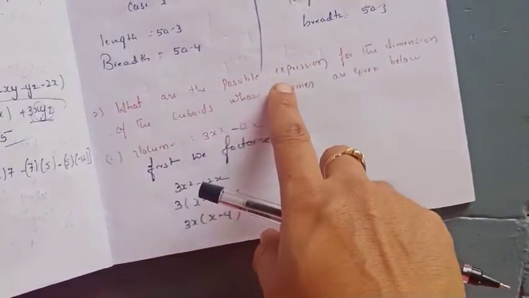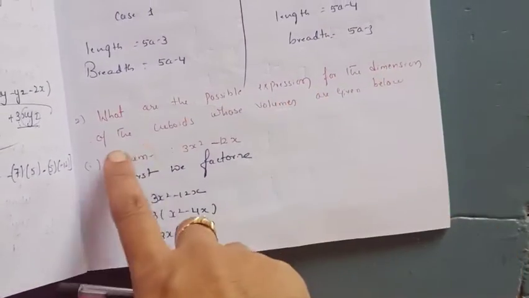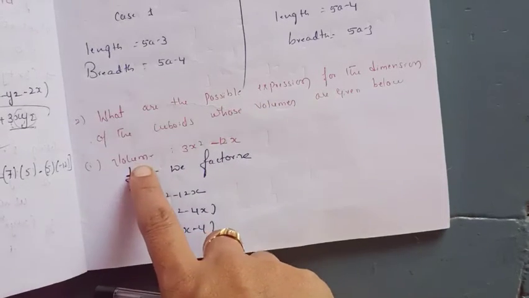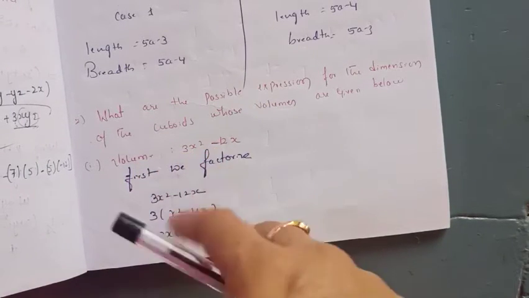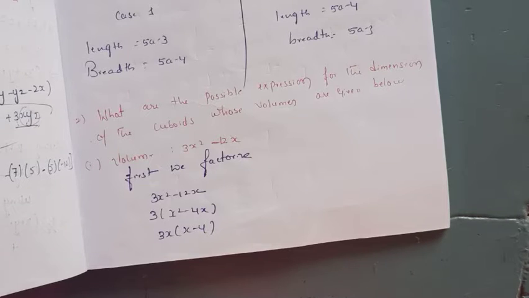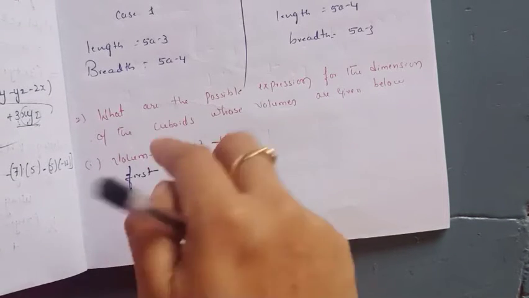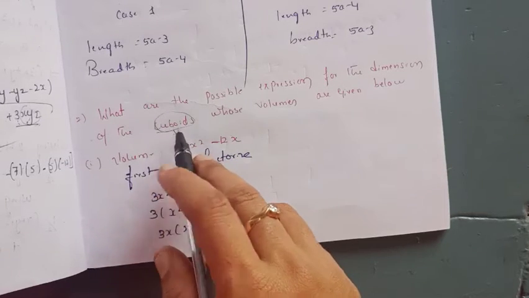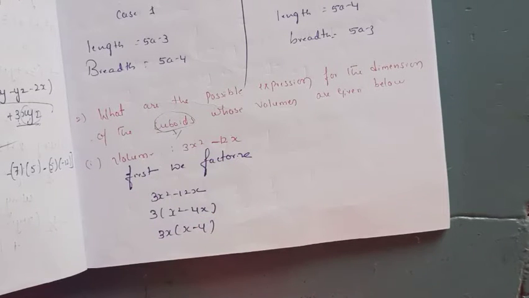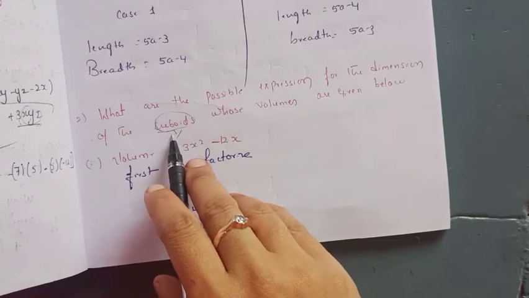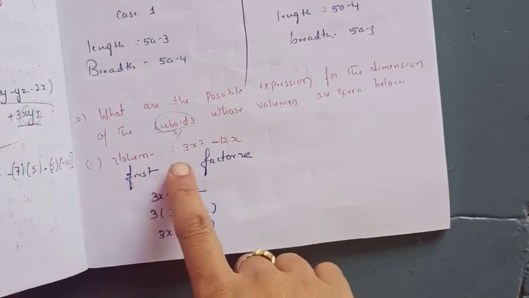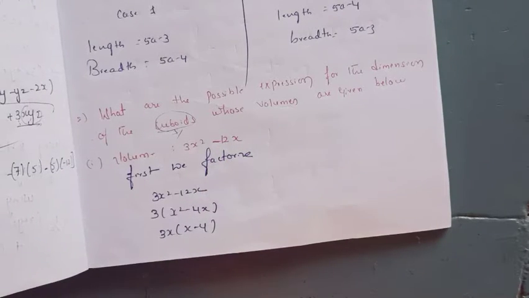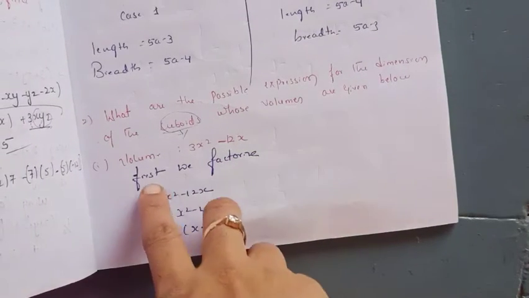What are the possible expressions for the dimensions of cuboids whose volumes are given below? Volume is equal to 3x square minus 12x. First, now here what should we find out? The volume of the cuboid. What is the volume of a cuboid here? The length into breadth into height. It is the formula for the volume of the cuboid. First, volume they have given: 3x square minus 12x. We should find out now the length, breadth and height dimensions.